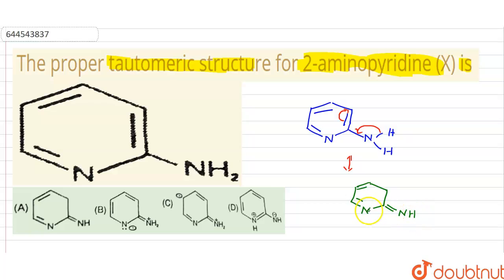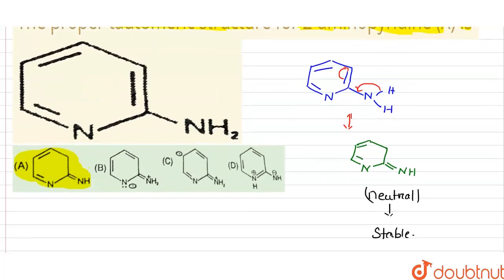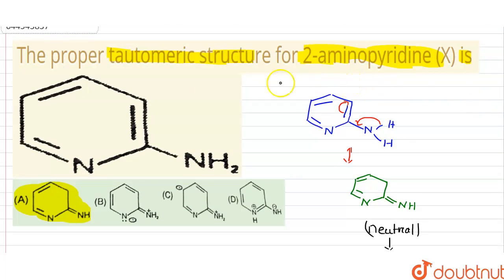So this structure is similar to the first structure over here. So the proper tautomeric structure is the first structure, and we can say that this is a neutral species, as it is the neutral one. As this is a neutral one, we can say it is stable. So it is a stable compound, so this could be our answer. It is the proper tautomeric structure of 2-aminopyridine X.